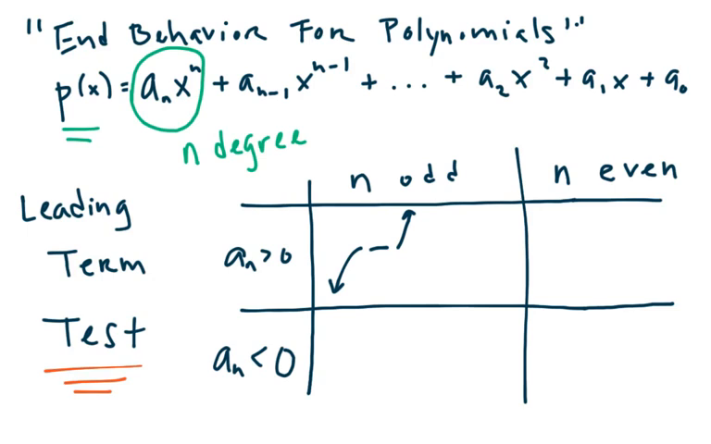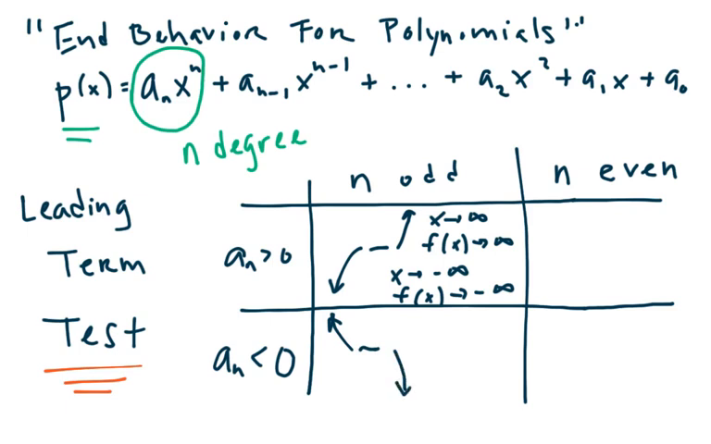So in this scenario, x going to infinity means that f of x is also going to infinity. X going to negative infinity means that f of x is also going to negative infinity. Now, if the leading coefficient a sub n is negative, basically you could take a general cubic shape, reflect that over the x-axis, and here's your general end behavior.